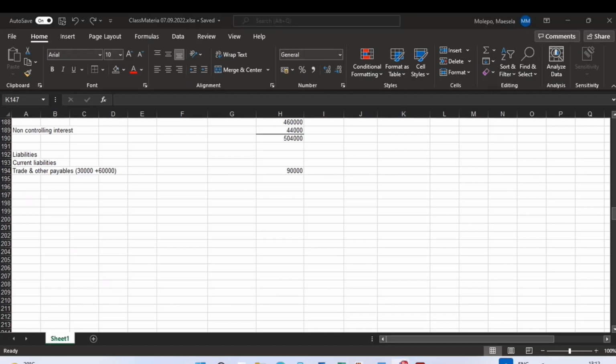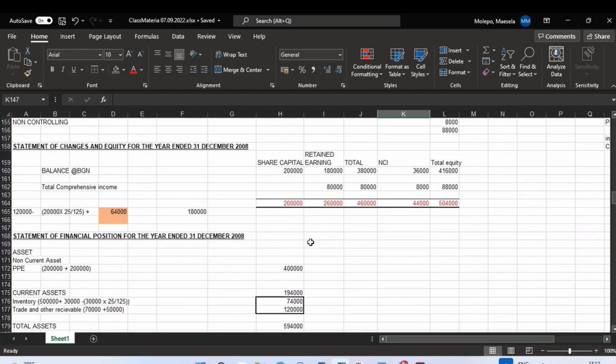How did you get the retained earnings of 260? Here it is, the retained earnings of 260. This one.